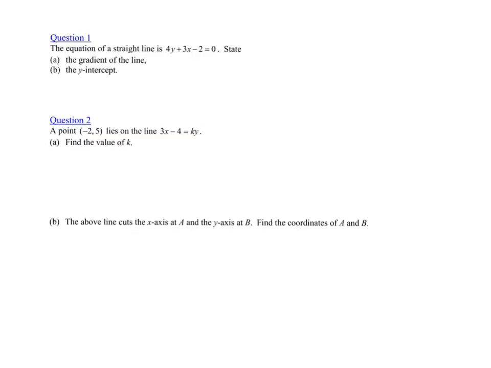The equation of a straight line is this. State the gradient of the line and the y-intercept. So if you have to do that, my equation is 4y plus 3x minus 2 equals 0. I need to make y the subject. Okay, make y the subject. So I will express this as 4y equals to, if you shift 3x over, you become negative 3x. And you shift minus 2 over, you become plus 2.